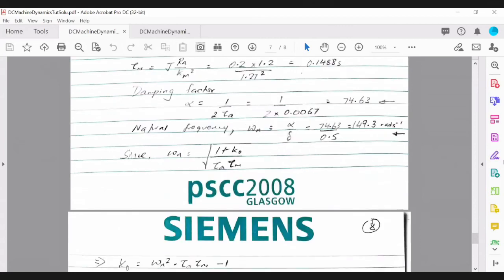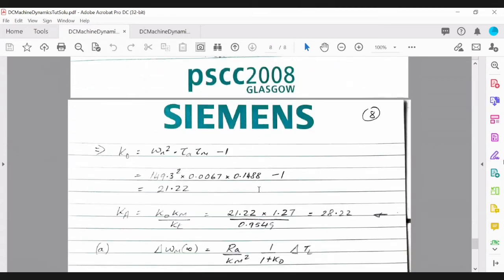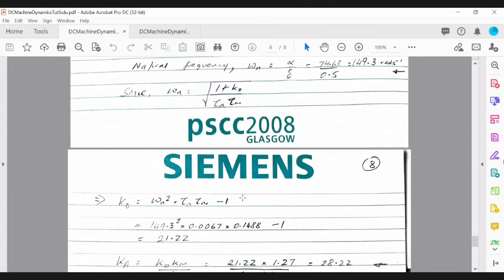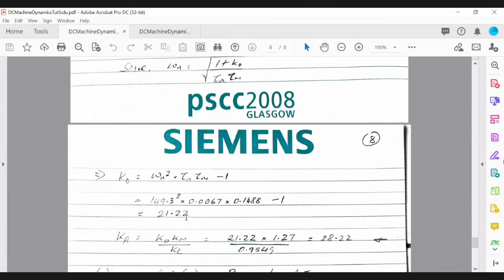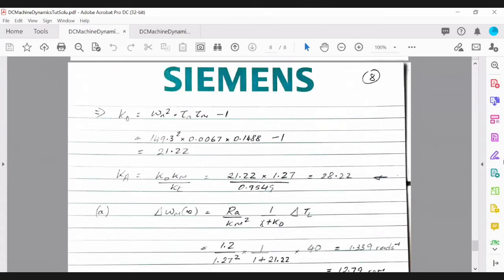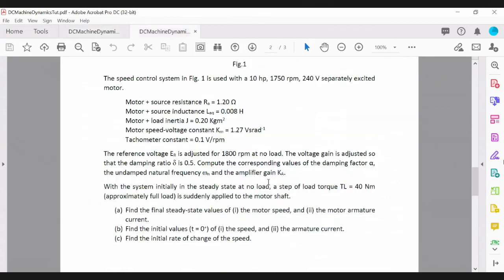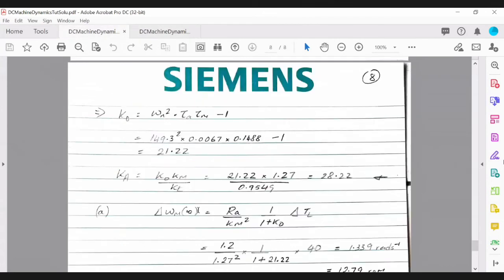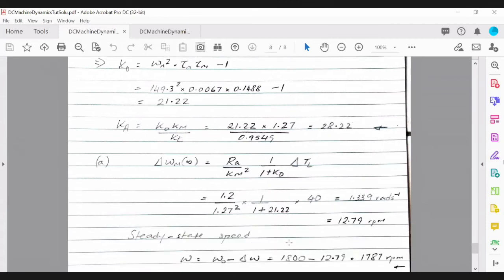And again, from your notes, this equation is given: omega n is given by the square root of 1 plus K naught over tau A tau M. So we can solve for this constant K naught. That becomes 21.22. And hence we can work out the gain. Remember the question asked us to work out the amplifier gain Ka. Once you've worked out K naught, it comes out to be 28.22. So that's your amplifier gain.